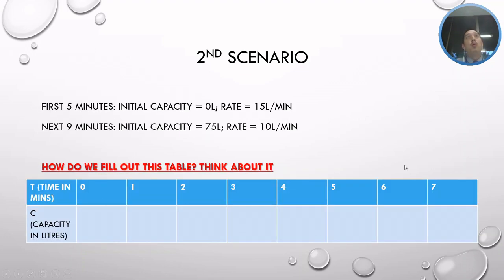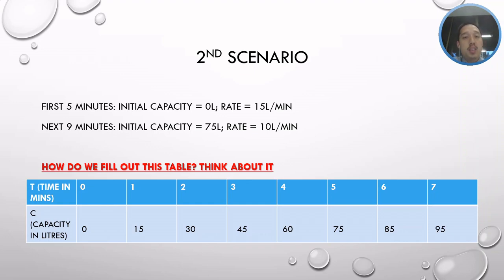Now the table becomes more helpful as well because we know that at 0 time the initial capacity is 0 liters, and then we got 15 liters, and then plus another 15, and then plus another 15, and plus another 15. Of course, at the end we get to here, and this is where the water tank changes pressure. And so after 5 minutes, the water tank is no longer being filled at 15 liters per minute. It's being filled at 10 liters a minute. So what we need to do here is recognize that the next step is going to be 10 liters and the next step is going to be 10 liters.